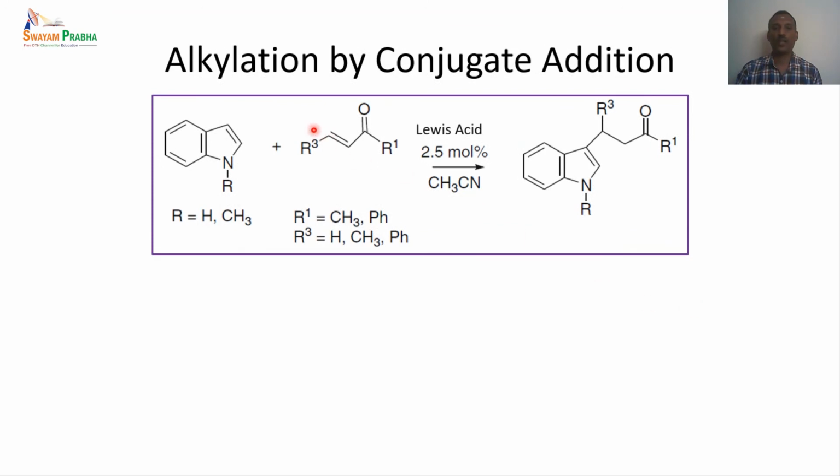Then the next one is alkylation reaction by the conjugate addition reaction. So the N-substituted indoles or unsubstituted indole both undergo conjugate addition reactions with alpha beta unsaturated derivatives in the presence of Lewis acid. So many Lewis acids had been explored for this particular reaction, which leads to the 3 substitution, that is the conjugate addition takes place on the 3 position.